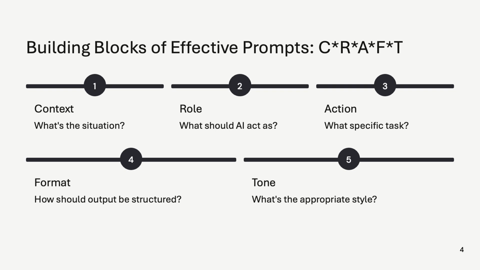R, or role, tells the AI what perspective to take. Should it act as a patient tutor, a study partner, a staff accountant, a senior auditor, a tax specialist, or a financial analyst? A for action specifies the exact task: explain, analyze, summarize, calculate, compare, recommend. F for format determines how the output should be structured: step-by-step explanation, memo, bullet points, table, paragraph form, etc. Finally, T or tone sets the appropriate style. Should it be conversational for learning, formal for external communications, technical for specialist audiences?